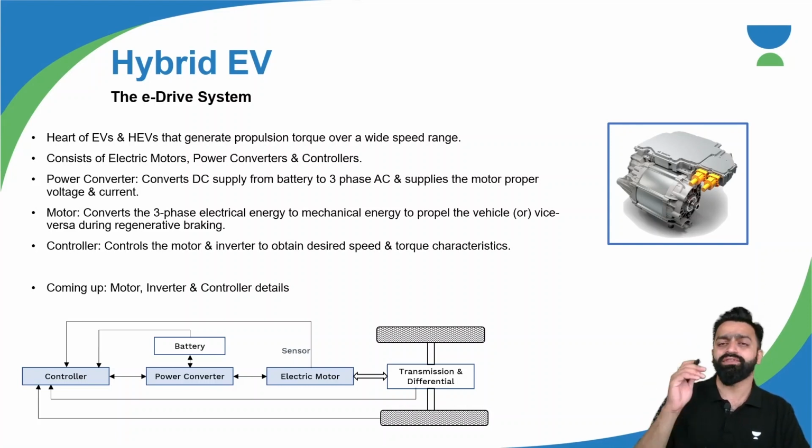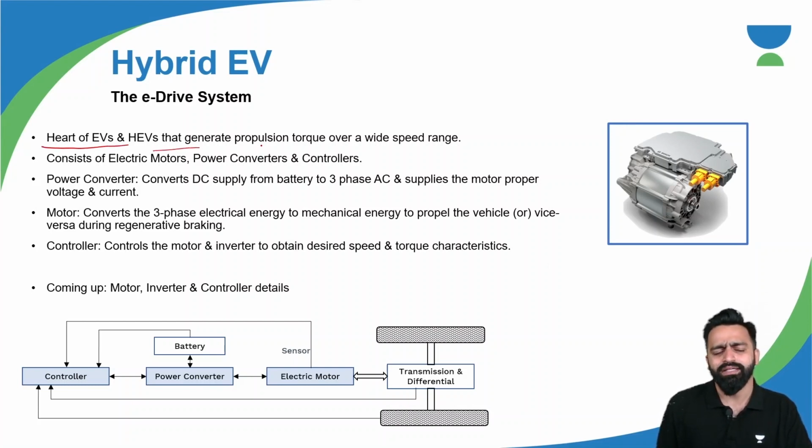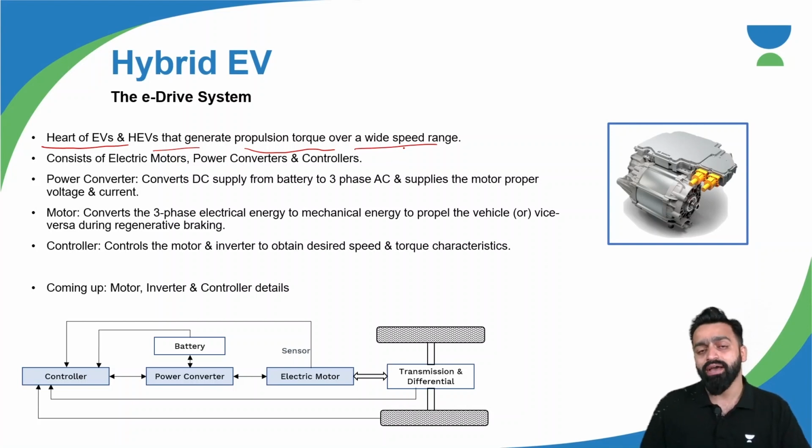In this case, if the IC engine is in on condition, then it is most inefficient. So we have understood that there are a few hybrid electric vehicle advantages, like you can operate the IC engine in its efficient mode of operation. But if you consider the electric vehicle powertrain, the heart of EVs and HEVs is nothing but the electrical motor that generates the propulsion torque over a wide speed range. So the electric motor has the capability of providing torque and speed over a wide range.